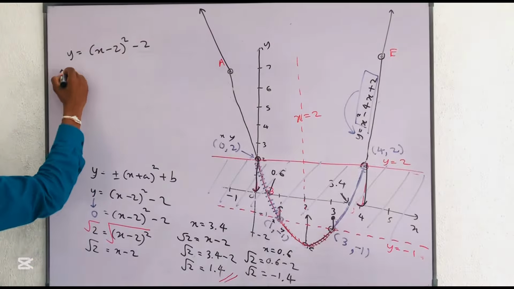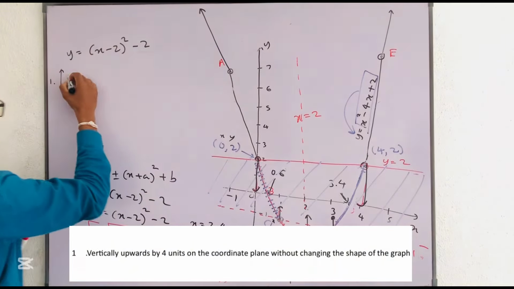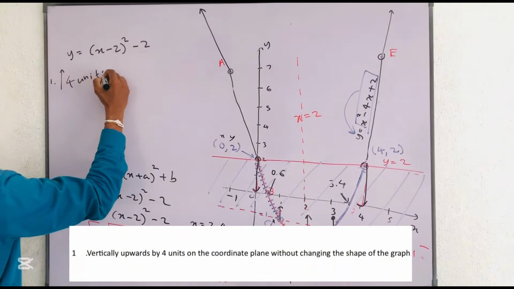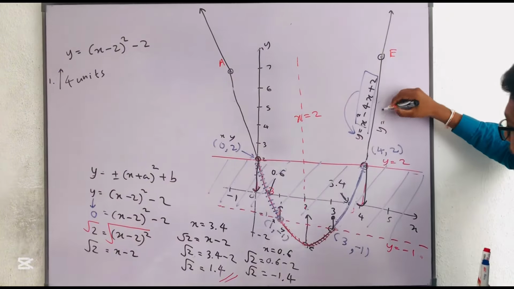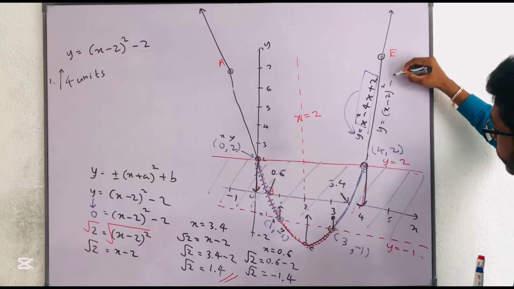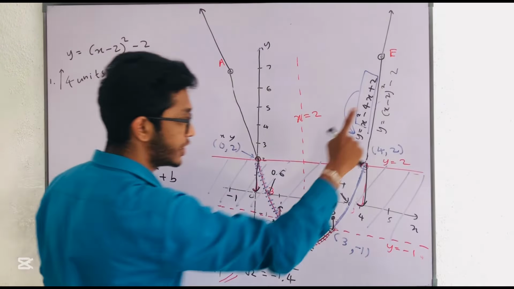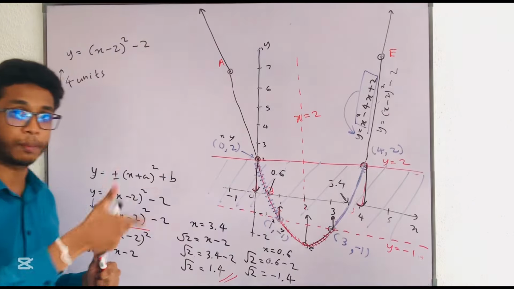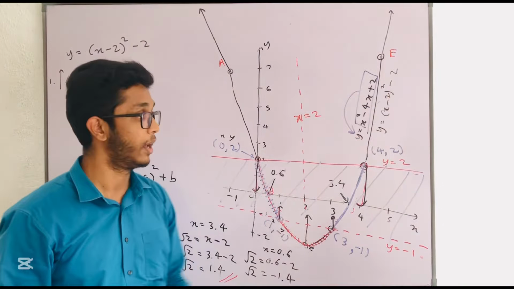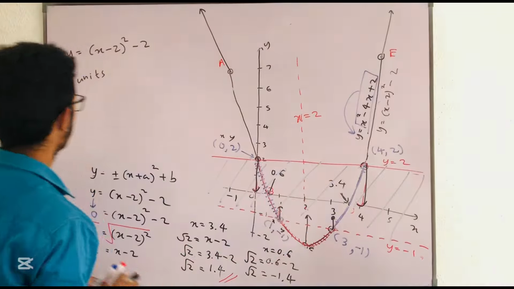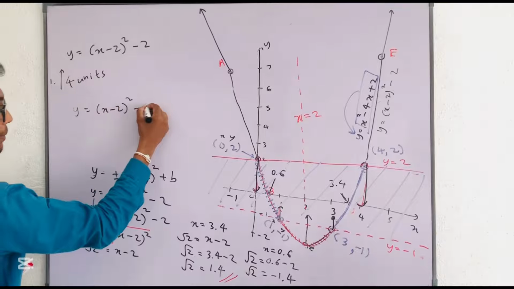If they take this graph, in the first part they are taking this graph 4 units upwards. So the function of this graph is y equals (x minus 2) squared minus 2. I am taking this format because they have asked us to represent the answer in that format, in this bracket squared format. So that's why I am taking this format: y equals (x minus 2) squared minus 2.